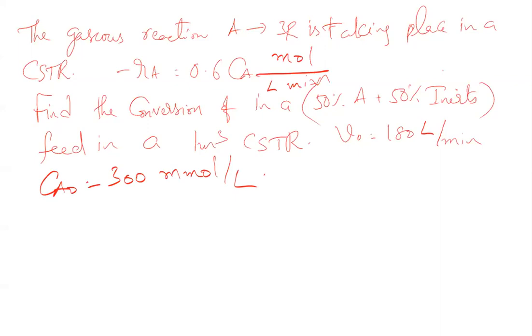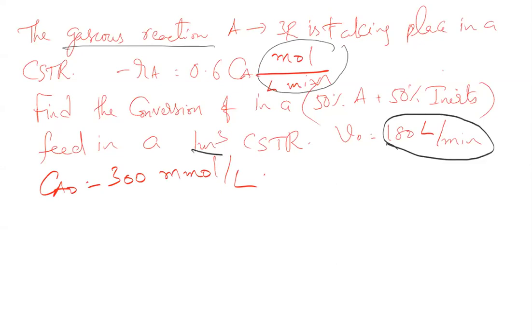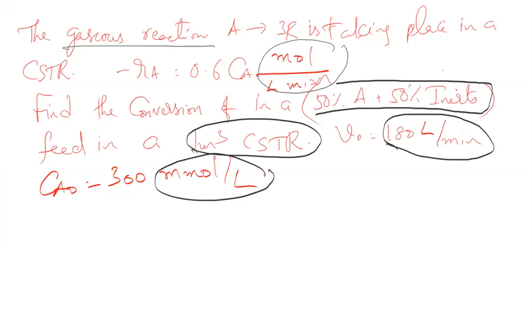This problem is slightly difficult in two ways. One is it is a gaseous reaction. Second thing is units are not the same. Here it is 180 liters per minute, 1 meter cube CSTR. It is mole per liter minute, and here is millimole per liter. And another thing is it is 50 percent A and 50 percent inerts.